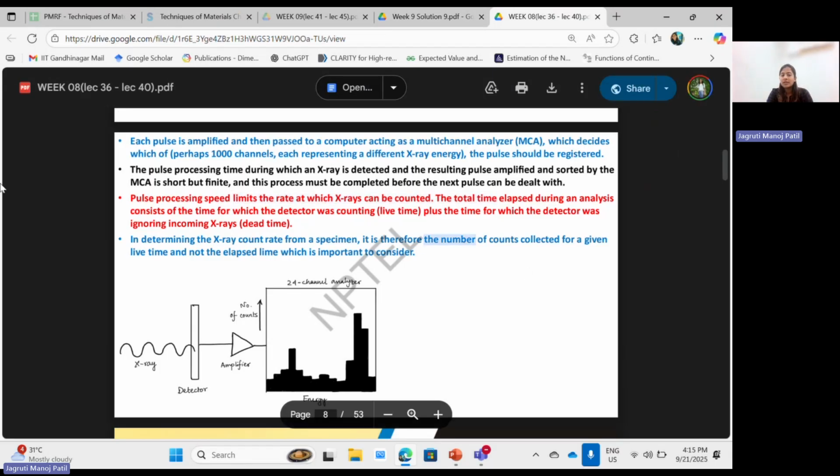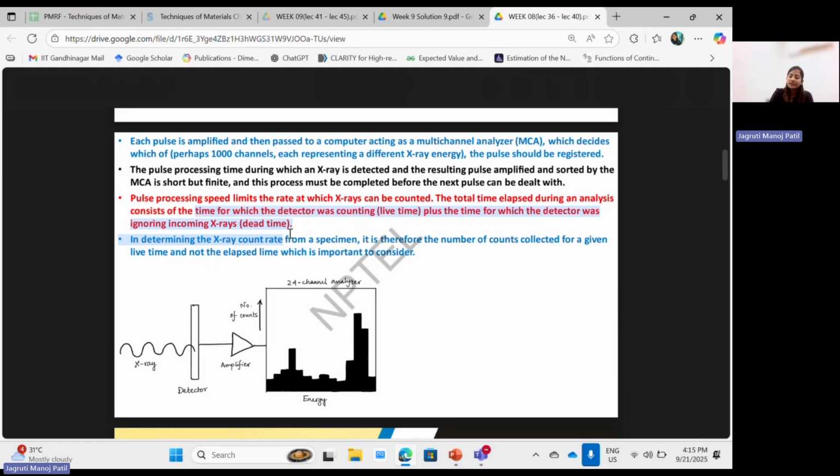Now, total time elapsed during analysis will consist of the time for which the detector was counting the live pulses plus the time for which it was ignoring the incoming pulses. Because your multi-channel analyzer is the one which is taking halted points, characterizing and computing, and then generating one specific pulse from it. But it does not mean that the detector is not receiving any pulses till then. So we are the ones ignoring those incoming X-rays and pulses, and we are the ones counting for the time for which the detector is generating that response.